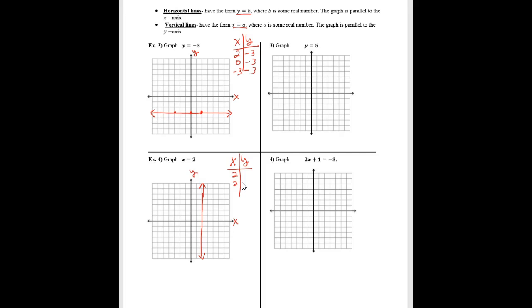2. X has to always be 2. And I can pick any values I want for y. I would go to plot them. I'd say +2, -1. There's a point. +2, 0. There's a point. +2, +4. There's a point. Still going to end up in a vertical line. So x equals a number will be vertical. Y equals a number will be horizontal. Cutting through the y-axis if it's a y equals, and cutting through the x-axis if it's an x equals.